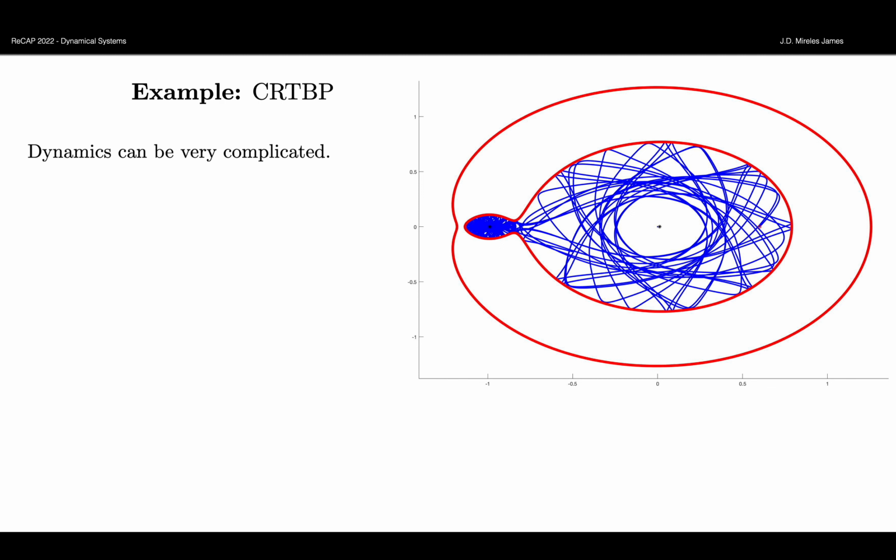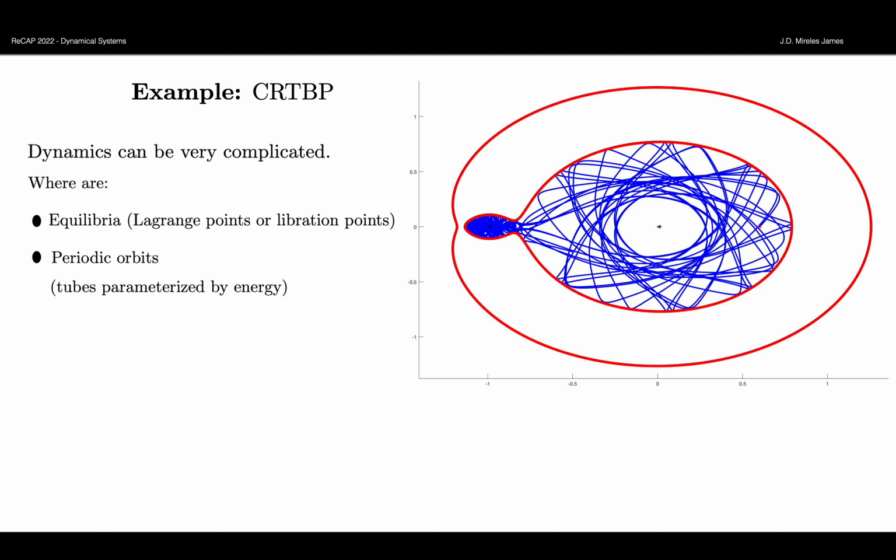So it's not so easy to understand the dynamics of the system. As usual, you want to start with simple things. Where are the equilibrium points? Periodic orbits, say, in this energy level. Are there invariant tori, perhaps? Heteroclinic and homoclinic connections, maybe between equilibria or periodic orbits or tori, or connecting those various types of invariant objects.